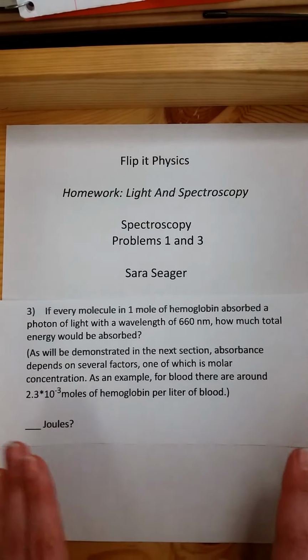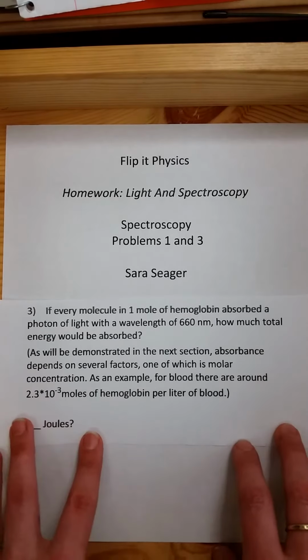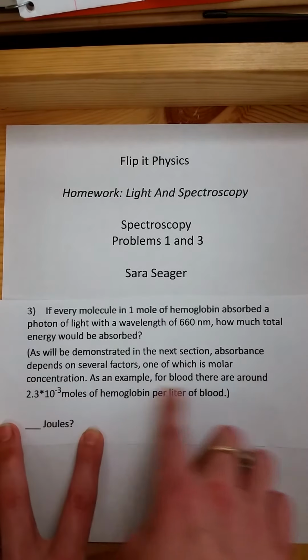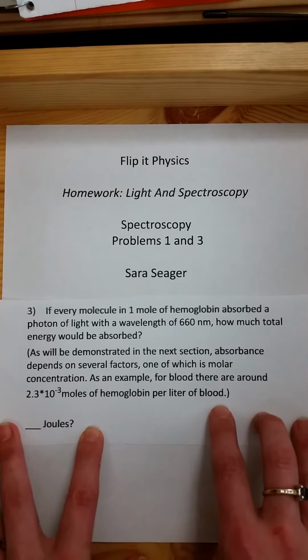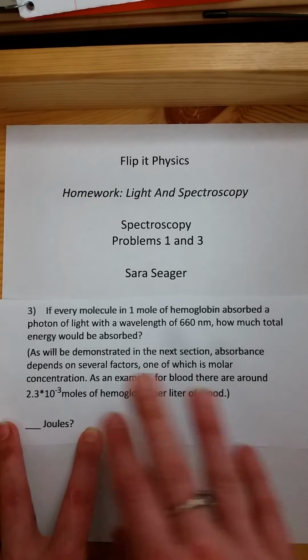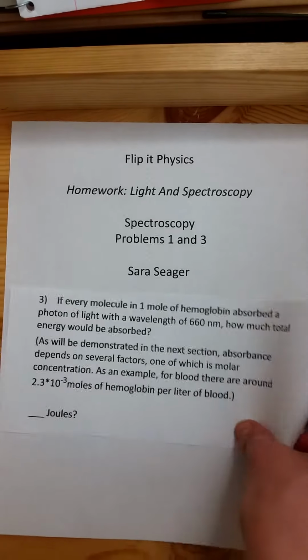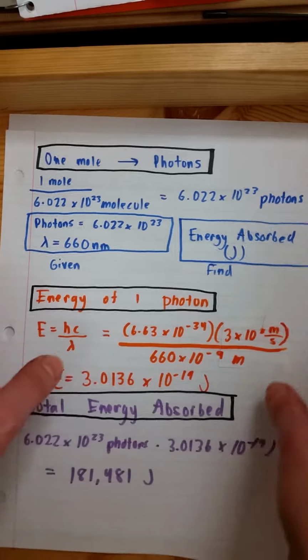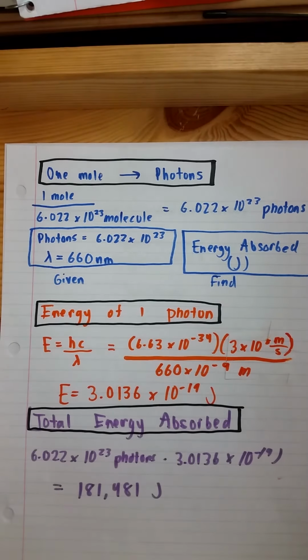When we look at this question at first, you notice there's a lot of information here, and this is what we call a red herring. It's information that we don't need for this problem, but it's just thrown in there, so we're not even going to be using that. What we're trying to do is see how much energy was absorbed.